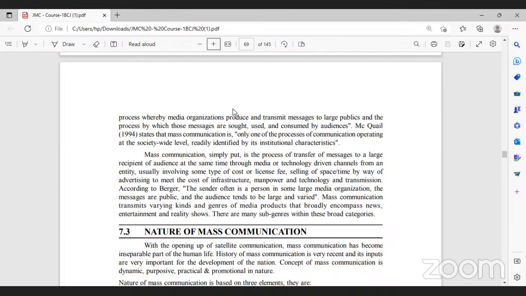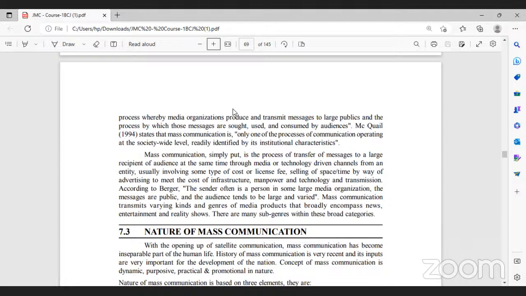However, we see that according to Berger, the sender often is a person in some large media organization. The messages are for the public. The audience tends to be large and varied. So he says that, through media, it is but natural that when we are saying mass communication, it is only through the media organization.